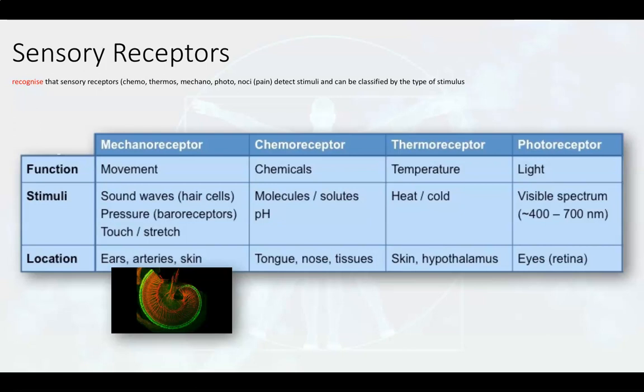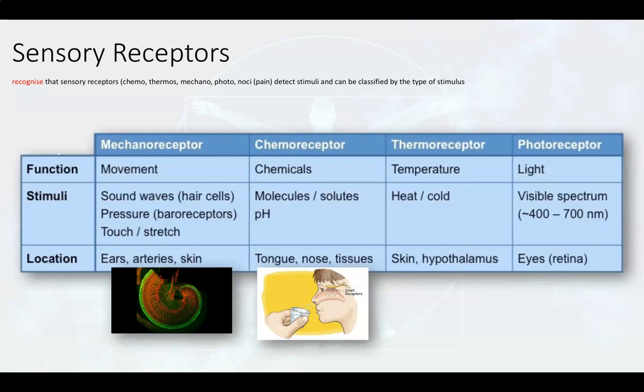We have chemoreceptors, which pick up chemicals. One example of that is this nerve up in our nasal passageway, it picks up smells and chemicals in the air and solids, and it can determine pH.